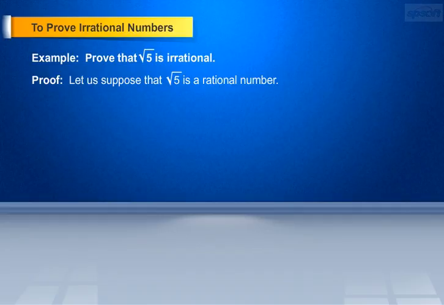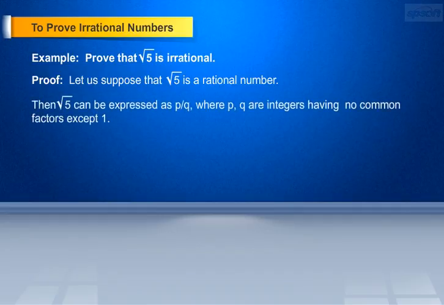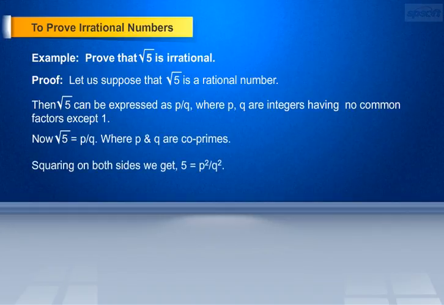Proof: let us suppose that root 5 is a rational number. Then, root 5 can be expressed as p divided by q, where p, q are integers having no common factors except 1. Now, root 5 equals p divided by q, where p and q are co-primes. Squaring on both sides we get 5 equals p² divided by q². This implies that 5q² equals p², make it as equation 1.